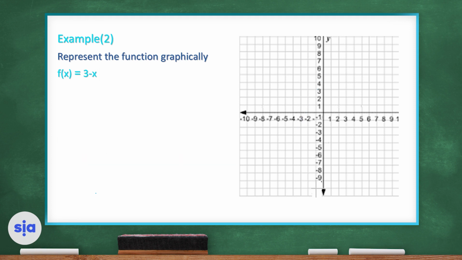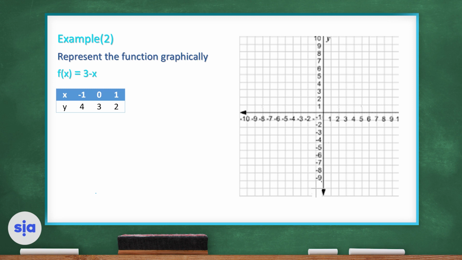Let's move on to example 2. The function is f of x equals 3 minus x, and the question is asking us to represent this graphically. We're going to go to the table of values. We choose any two or more values of x, like -1, 0, 1. We replace the x by these values. We get y. 3 minus -1 is 4. 3 minus 0 is 3. 3 minus 1 is 2.